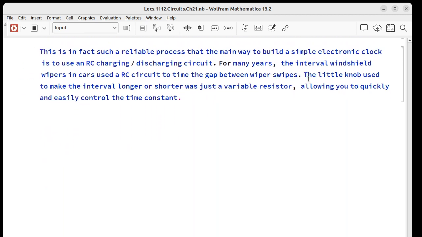This process is so reliable that the main way to build an electronic clock for many years was to use an RC charging or discharging circuit. The interval wipers in your car that you use when it's raining but not much originally used an RC circuit to time the delay between swipes of the wiper. The little knob at the end of the wiper stalk to make the interval longer or shorter is just a variable resistor. When you change that R, you change the time constant, so you change how long between swipes of the wipers.